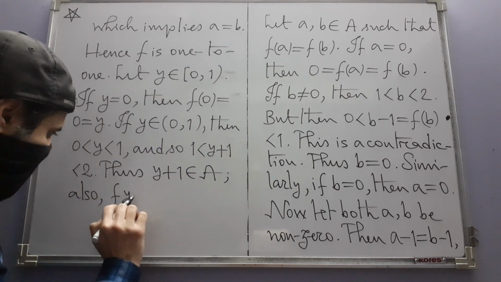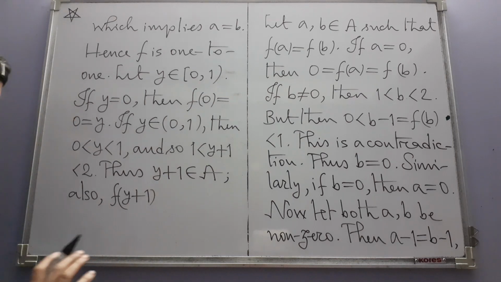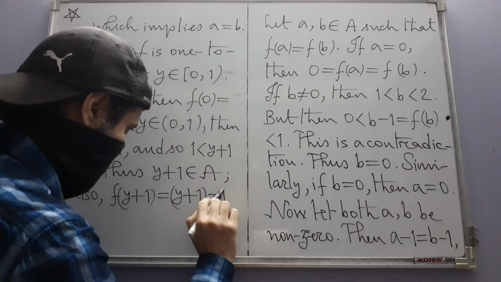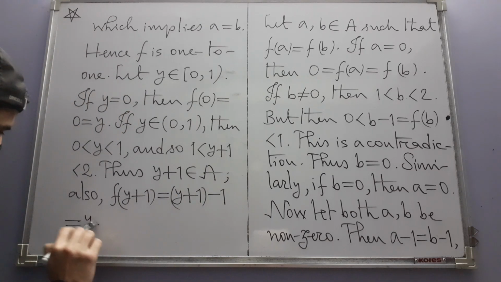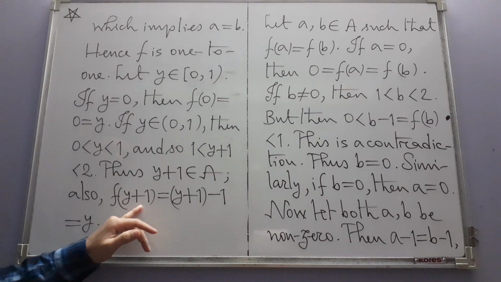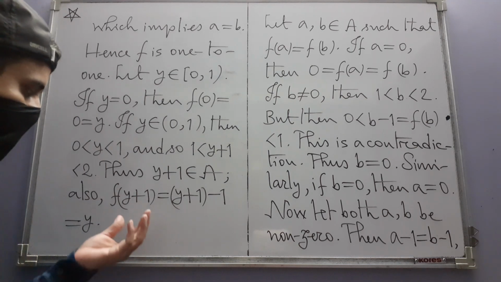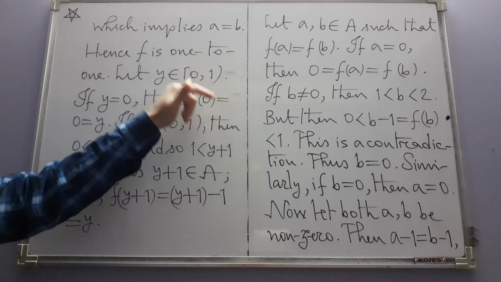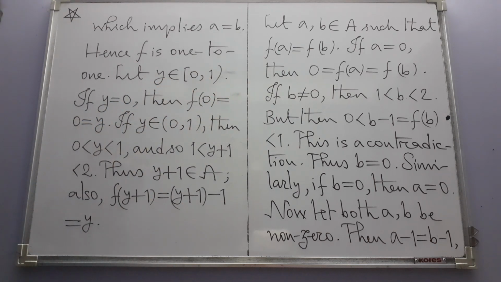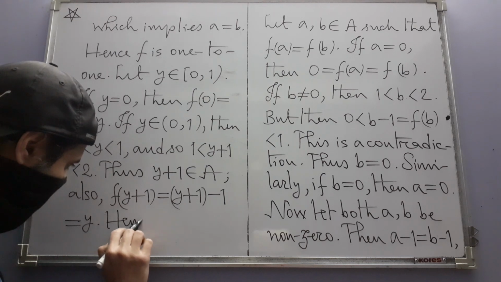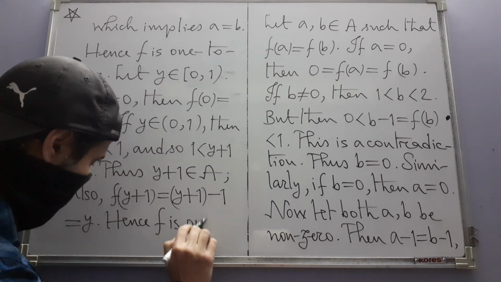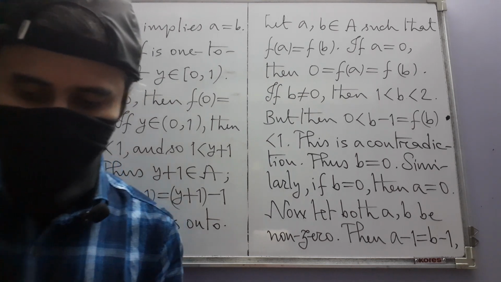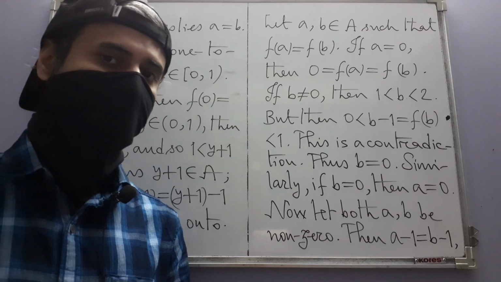Also, what is f of y plus 1? Since y plus 1 is not equal to 0, by the definition of f, this is y plus 1 minus 1, which is equal to y. So in this case also, we have found an inverse image for y under f, which is y plus 1. So every element in this set is an output for some input under the function f. Hence, f is onto. So we have shown that f is indeed a bijection. Next, we still have to show that it's order preserving.